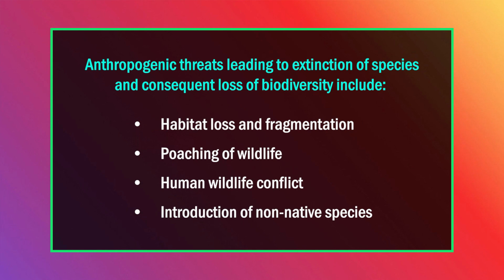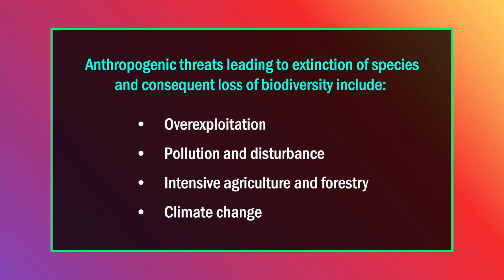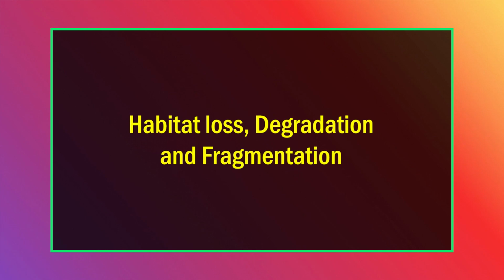Anthropogenic threats leading to extinction of species and consequent loss of biodiversity include habitat loss and fragmentation, poaching of wildlife, human-wildlife conflict, introduction of non-native species, overexploitation, pollution and disturbance, intensive agriculture and forestry, and climate change. Habitat loss, degradation, and fragmentation.